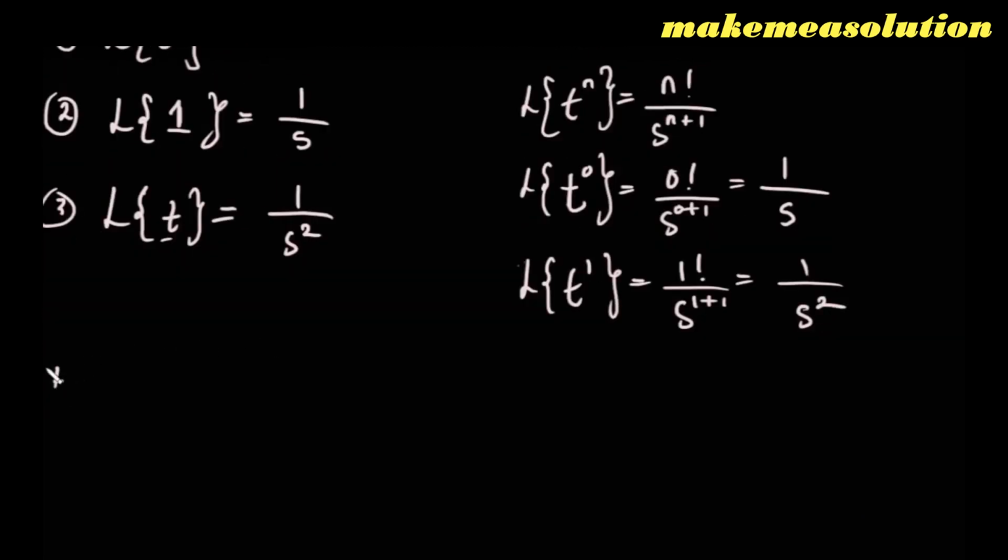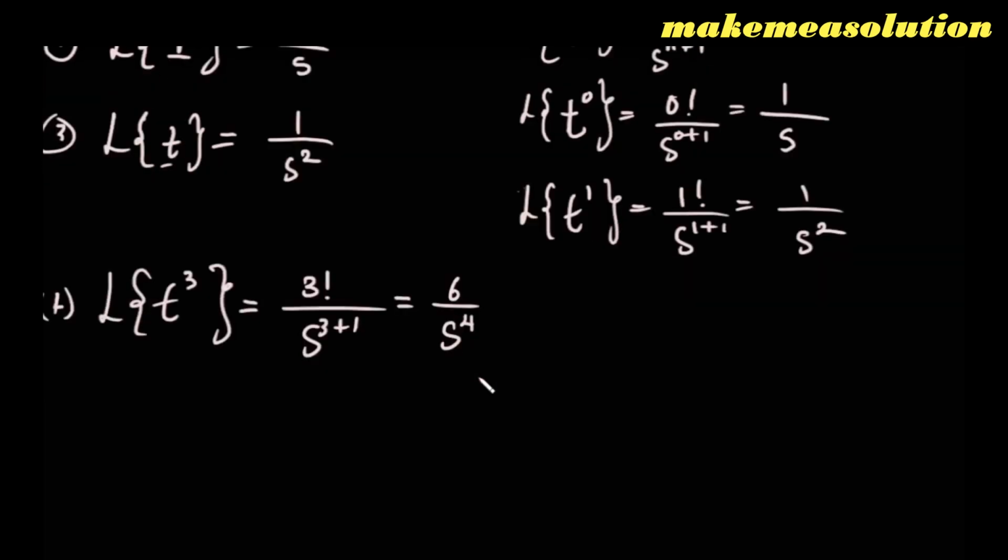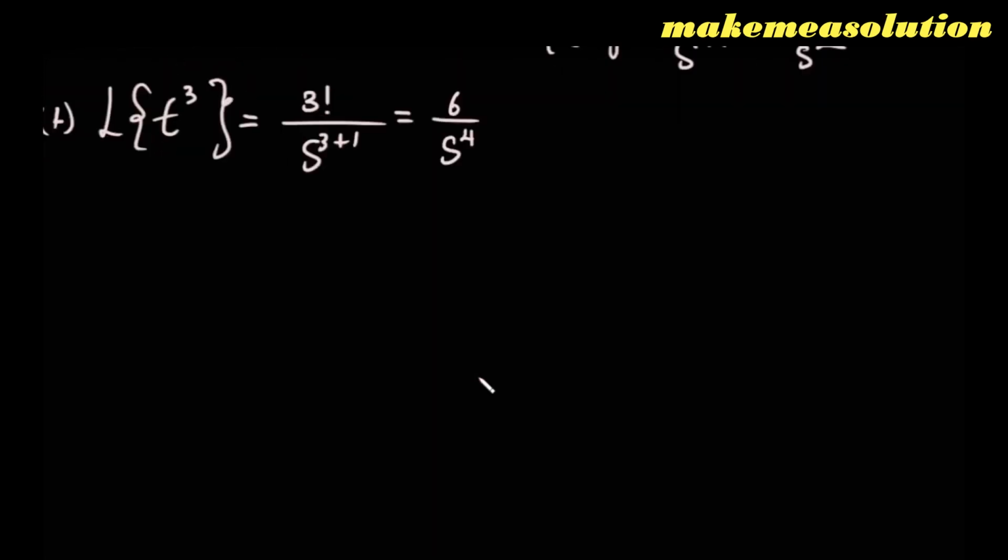So number 4 is the Laplace transform of t cubed. To find the Laplace transform of t cubed, still using this formula, I'll have 3 factorial divided by s raised to the power of 3 plus 1. And this gives me 6 divided by s raised to the power of what? 4. Is that okay? So this is about polynomial functions.